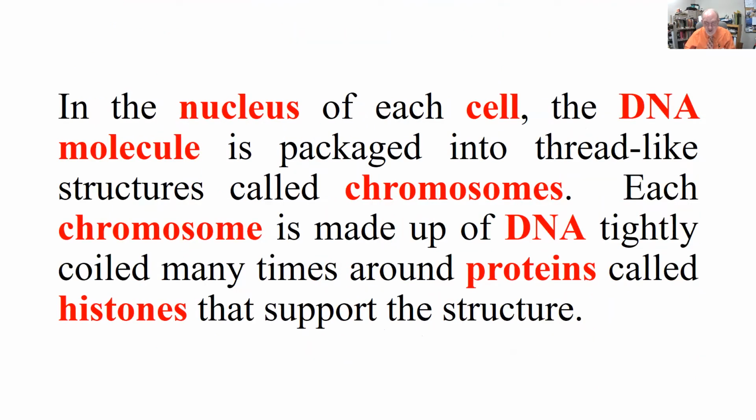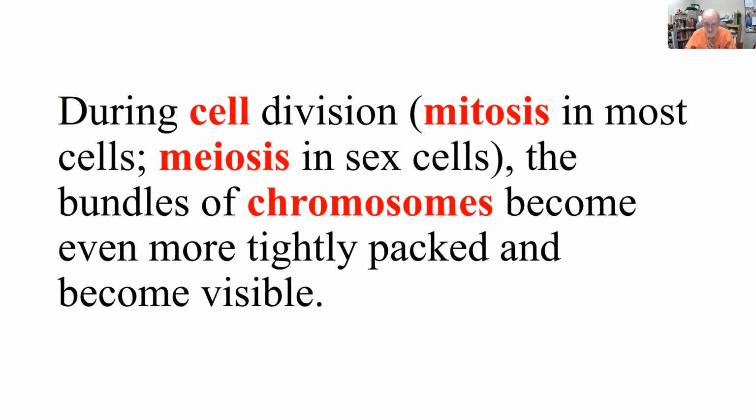What is a chromosome? In the nucleus of each cell, the DNA molecule is packaged into thread-like structures called chromosomes. Each chromosome is made up of DNA tightly coiled many times around proteins called histones that support the structure. Chromosomes are not visible in the cell's nucleus. However, during cell division, mitosis in most cells, meiosis in sex cells, the X and the Y, the bundles of chromosomes become even more tightly packed and become visible.